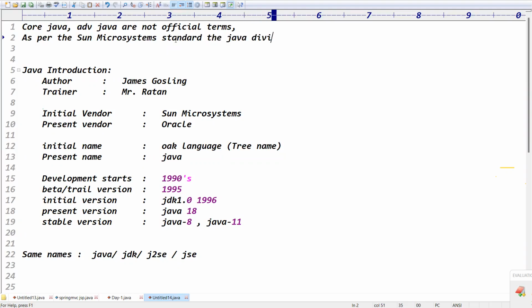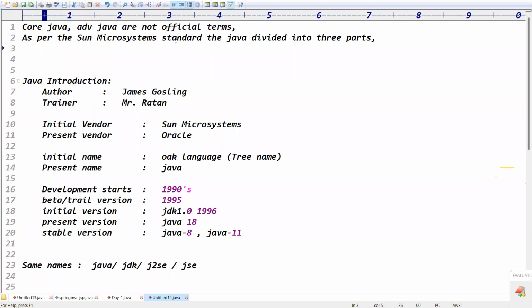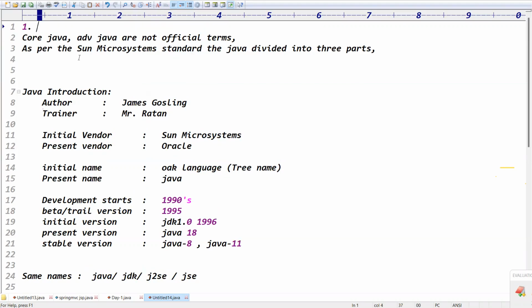As per the Sun Microsystems standard, tell me guys, Java is divided into three parts. Into how many parts is Java divided? Into three parts. What are the three parts? Just tell me any idea. J2SE, yes, we are talking about J2EE parts of Java.